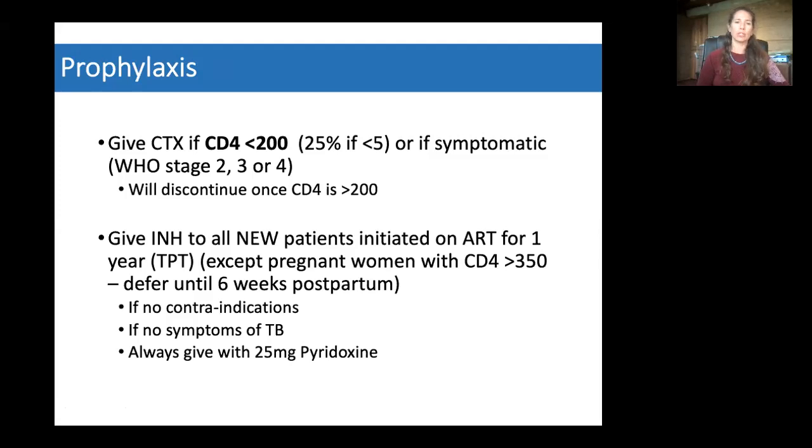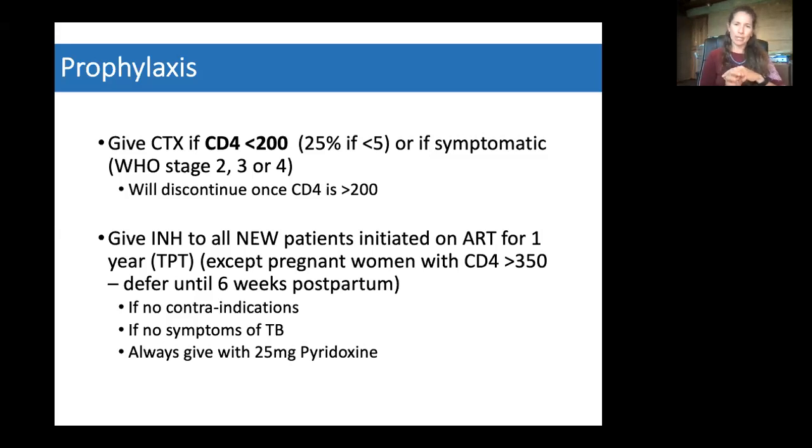But also very important is to give IPT to all our new patients initiated on ART. So this is also new. It used to be quite complicated. You'd have to do Mantoux tests. And now it's just simply saying, as soon as you put a patient on ARVs, you're also going to start them on IPT. Of course, they mustn't have any contraindications to IPT, such as liver disease or severe alcohol use. And of course, they mustn't have active TB.